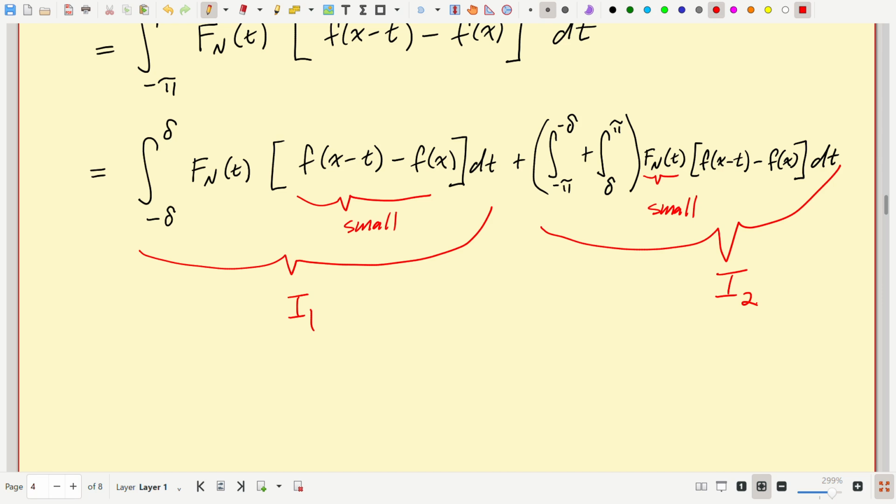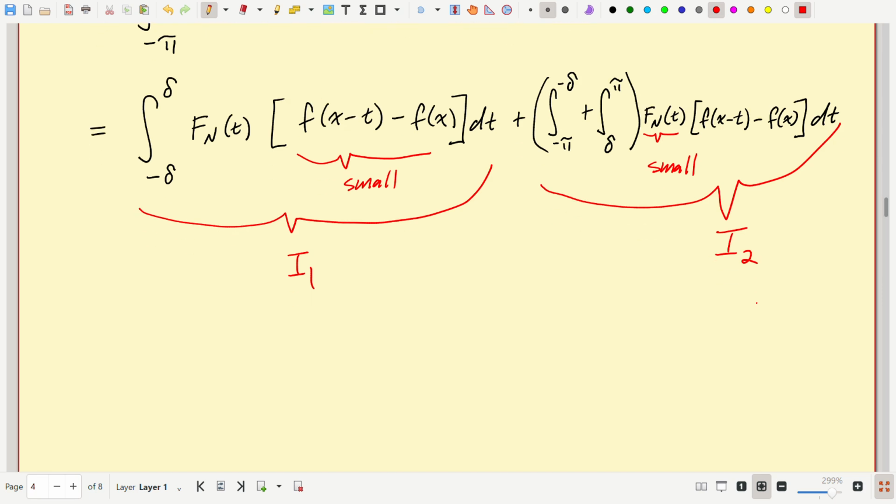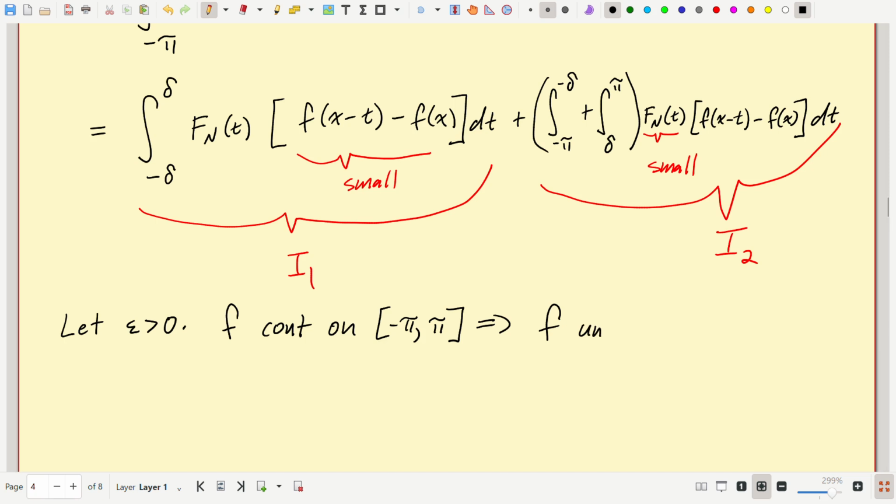And now I need to analyze those things. This is a classic argument that will come up again and again, especially if we're going to study PDE. So let's let epsilon be bigger than 0. f is continuous on minus pi to pi. That implies that f is uniformly continuous.